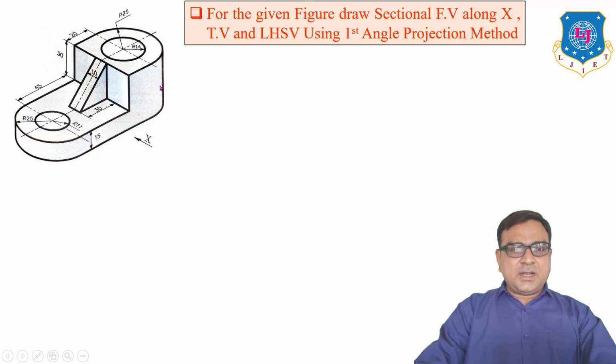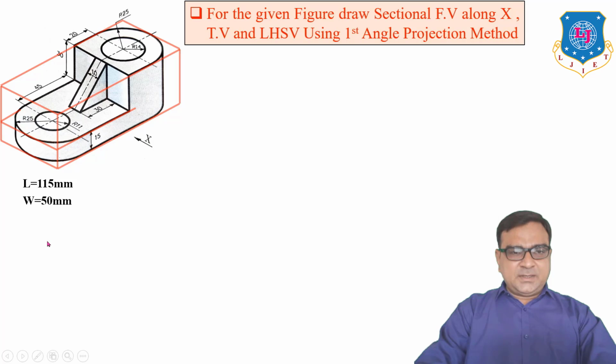Now what is the overall length? So this is radius 25. Then 45 distance from this center to this line, plus 20 mm and plus 25 mm. So total length is 115. What is the width? You can see the width of the object is 50 mm because width means it is the diameter of this semicircle which is 25 mm radius. So 50 mm width and height 30 plus 15 means 45.